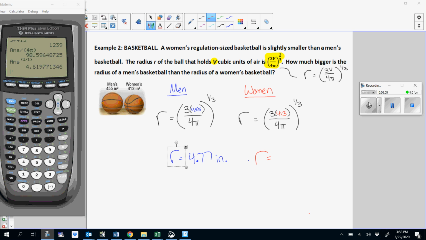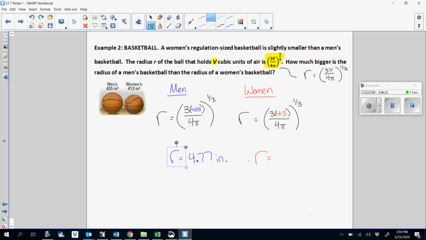Pause the video. So as you can see on here, I did 3 times 413, then divided by 4 pi, and then raised it to the 1/3. So the radius is 4.62 approximately. And that gives you a men's basketball radius that is about 0.15 inches larger.